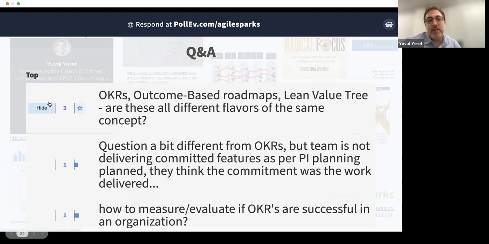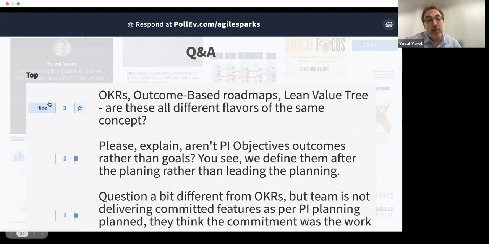OKRs, outcome-based roadmaps, lean value tree, are all these different flavors of the same concept? I'm not familiar with lean value tree, so I cannot answer there. I think there are specific elements in the theory around OKRs that might not be part of outcome-based roadmaps, but you tell me. Try to look at everything that's in OKRs. Is that one-to-one with these other things? Maybe. I don't know.